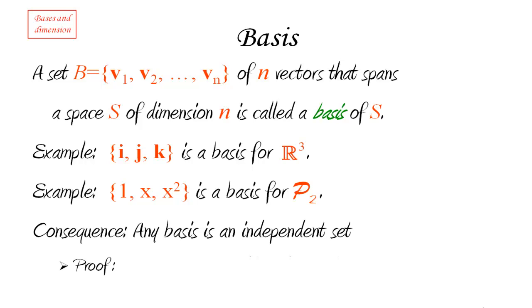Well, if it forms a dependent set, remember, one of the consequences of being a dependent set means that at least one of the vectors in the set is a linear combination of the others. But if it's a linear combination of the others, why do we need it? We can throw it away and still end up with the spanning set. So the proof is quite simple: if the basis were not independent, so if it were dependent, then one of the vectors could be eliminated, which would give us a smaller basis, which is a contradiction to the very idea of a basis.